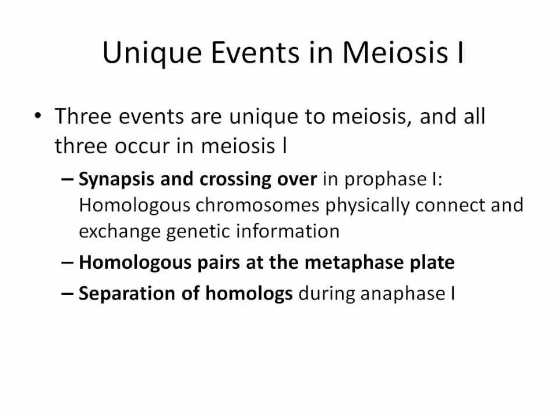The unique events in meiosis 1, there are 3 of them, and all of them are listed right here. So the first one is the synapsis and crossing over in prophase 1. Homologous chromosomes physically connect and exchange genetic information. Number 2, homologous pairs at the metaphase plate. That is unique. And number 3, separation of homologs during anaphase 1. These are all unique events in meiosis 1.